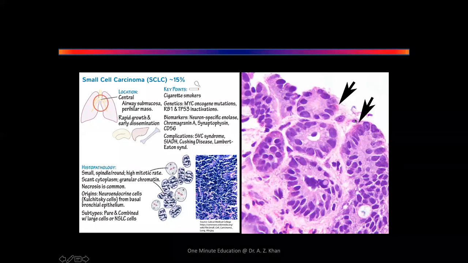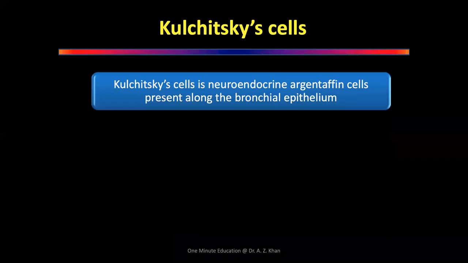This is the cell. I want you to name the cell commonly seen in small cell carcinoma. What is this cell? I told you it is seen in small cell carcinoma. It's in fact one of the diagnostic features of small cell carcinoma. Yes, it is the Kulchitsky cells. You have to be able to identify this. This is a diagnostic feature.